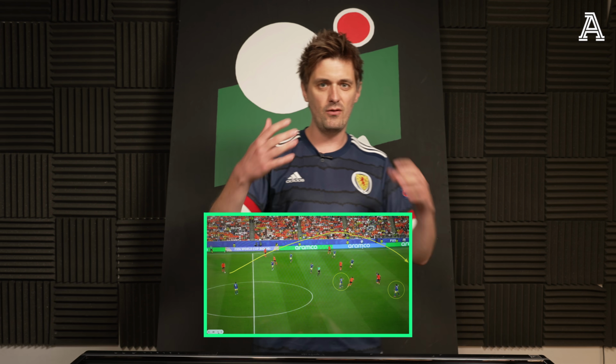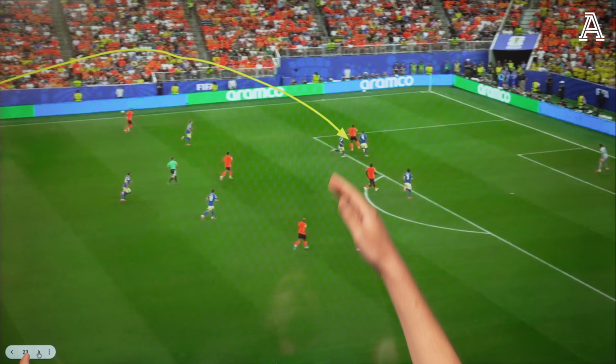No one's convinced who they're meant to be marking, and they get in behind. It's a dangerous chance. Then, wait, let me guess. Well, hydration break. No, there's a goal. Oh, it all comes from this goal.